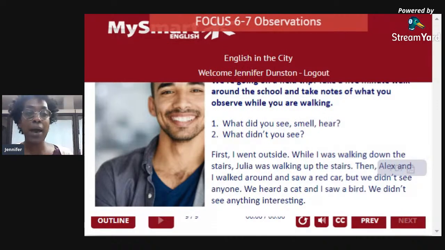Okay, the first thing I did this morning when I woke up was turn off my alarm clock. Beep, beep, beep. After that, I rolled over and I went back to sleep. That's the honesty. So the first thing I did was turn off my alarm clock. After that, I rolled over and went back to sleep.